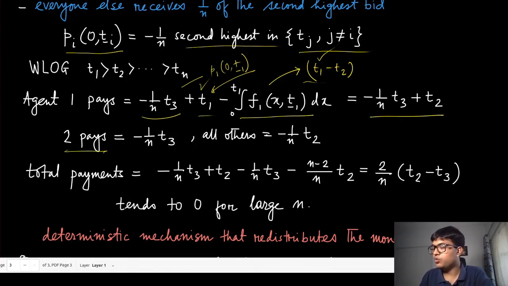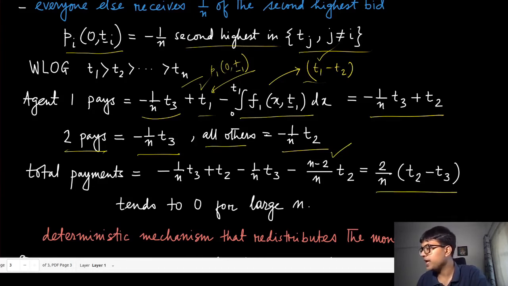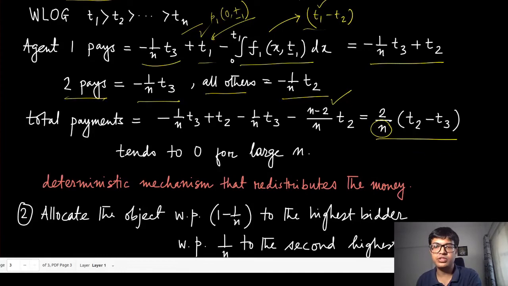Similarly, player 2 pays just this amount because the rest of the part is 0, because it does not get that object. All the other agents are getting minus 1/n times T2. So this is according to the definition. Now if you look at the sum of all these payments, you can do this calculation. There will be n minus 2 other agents. What you will have is 2/n times (T2 minus T3). And as n increases, you can see that this excess amount of money that is going to be taken away by the auctioneer goes very close to 0. So this is a deterministic mechanism that also redistributes the money, but it redistributes it while ensuring that this is truthful.